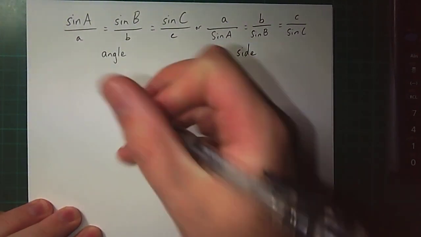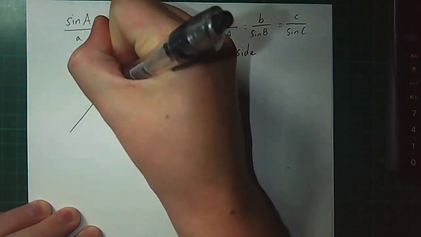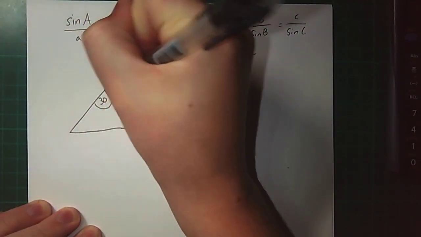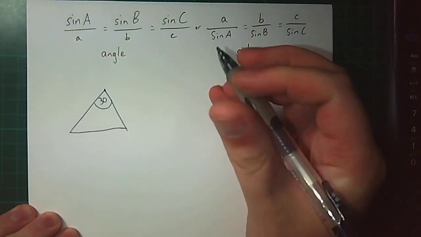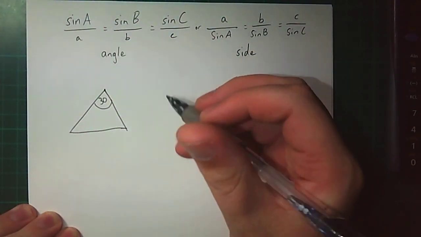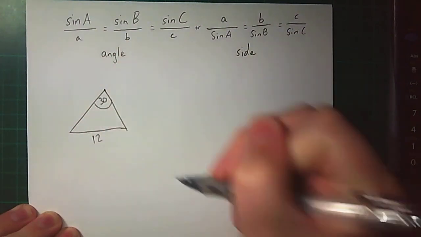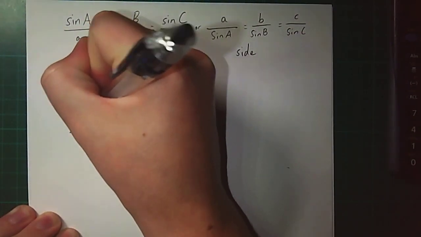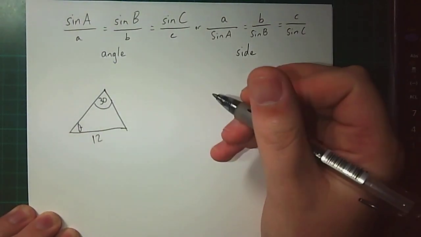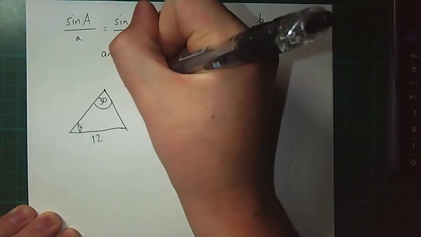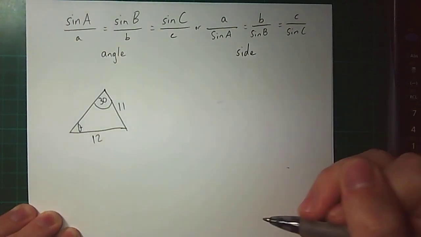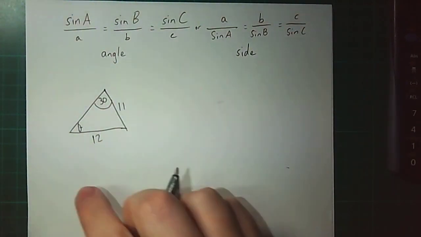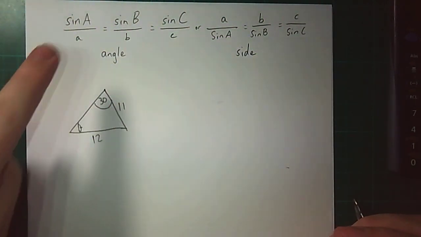Okay, so if I've got a situation, and I might have 30 degrees here, and we might have a length of 12 there, and we don't know what this angle is. We have no idea what that angle is, and we want to find this angle here. So this side length here, excuse me.